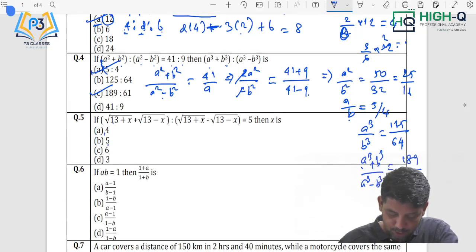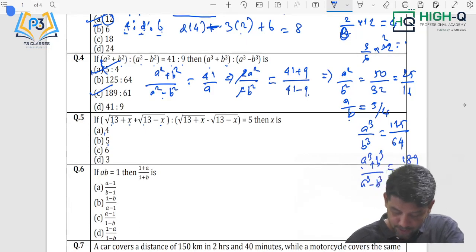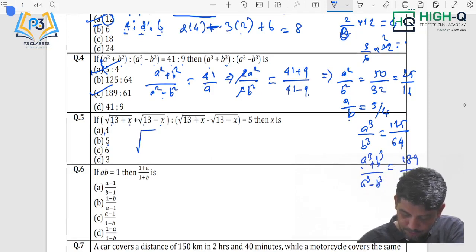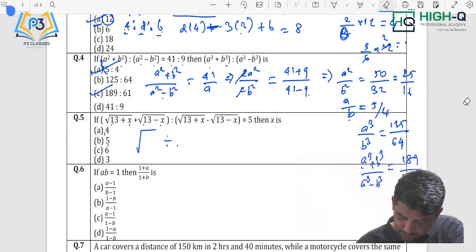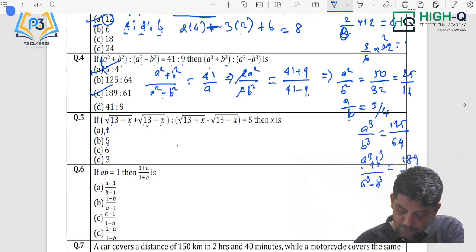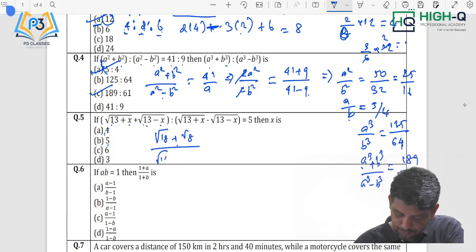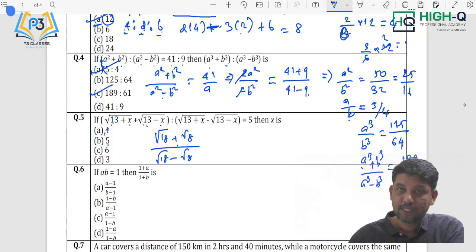Fine, you take option B. What are you going to get? 13 plus 5 is root 18. 13 minus 5 is root 8. Is that right, my dear? So I am taking option B. Root 18 plus root 8 divided by root 18 minus root 8. Oh sorry, I am committing a mistake. Is that right, my dear?